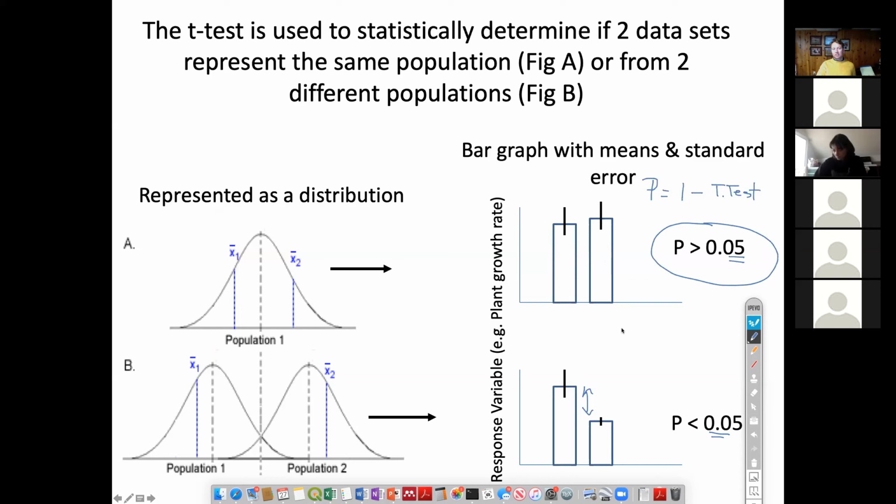Any more questions on the p-value? The bottom line is this is the probability that you falsely think that they come from different populations.